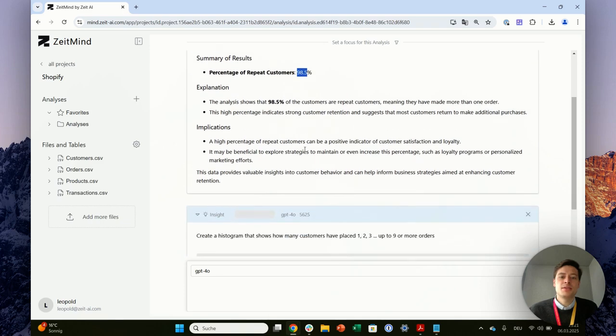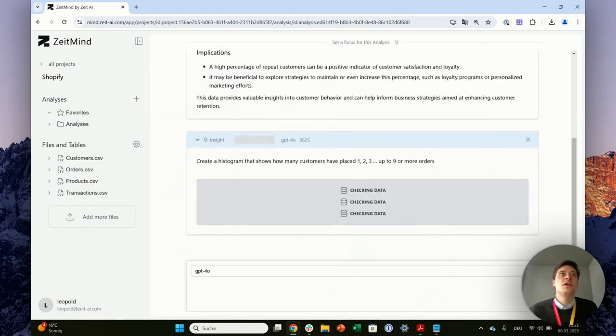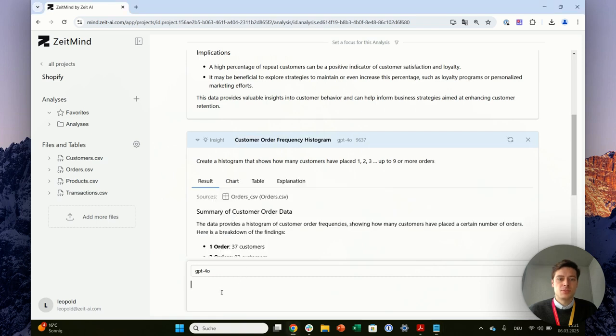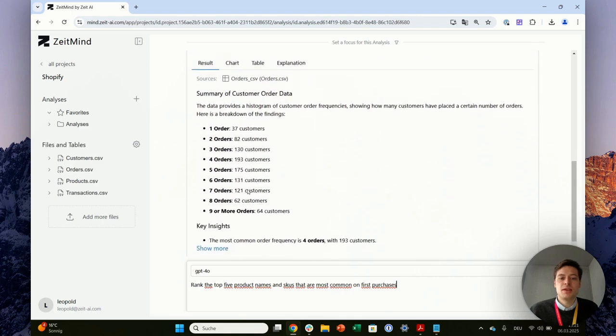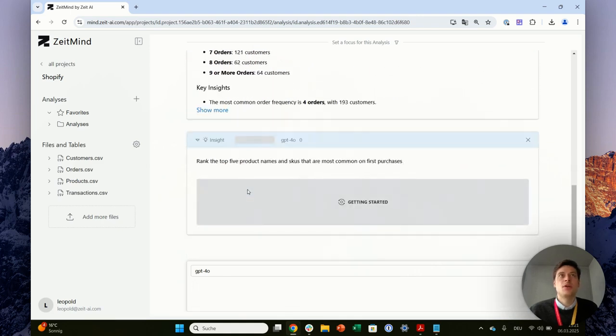And that means it might be interesting for us to figure out, first of all, what did these people buy in the first instance? And then how do they end up continuing their journey? So in that case, I'm going to start by running a question asking us to rank our top 5 product names and SKUs that are most common on first purchases.